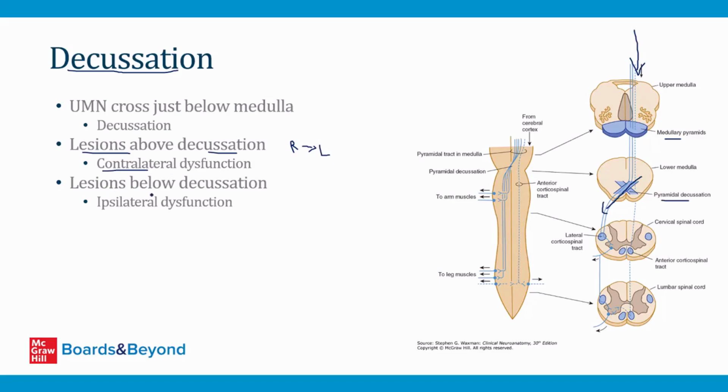On the other hand, if you have a lesion below the decussation, for example, in the spinal cord, then you are going to get upper motor neuron findings on the same side of the body. That's the ipsilateral side. And once again, this is all related to the fact that upper motor neuron fibers decussate in the level of the brainstem at the medulla.